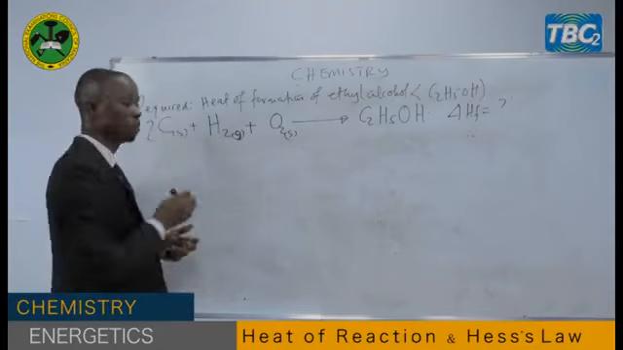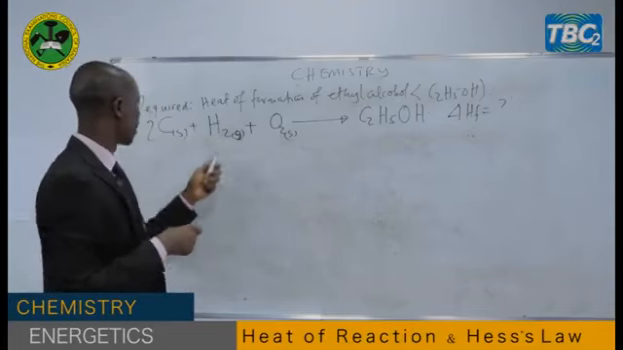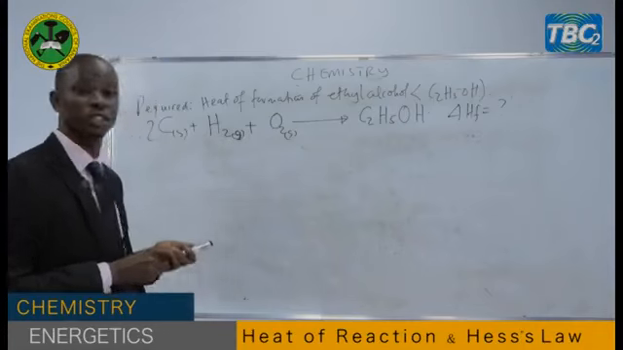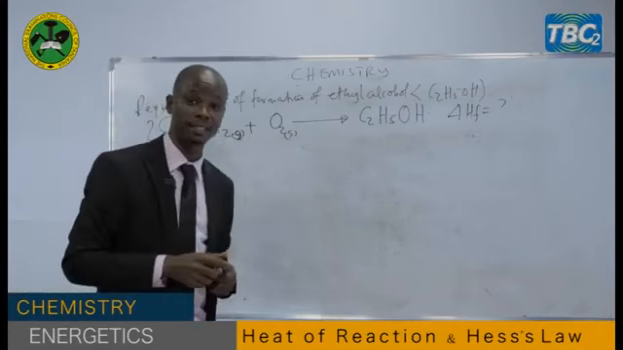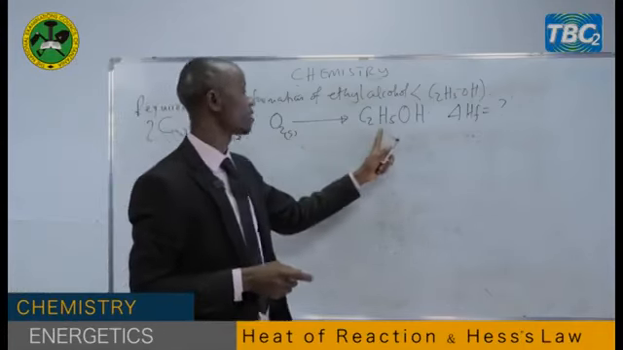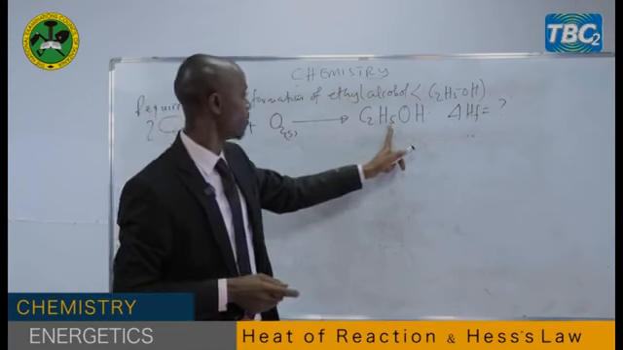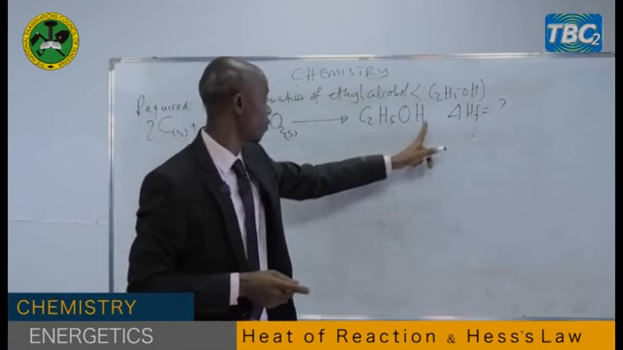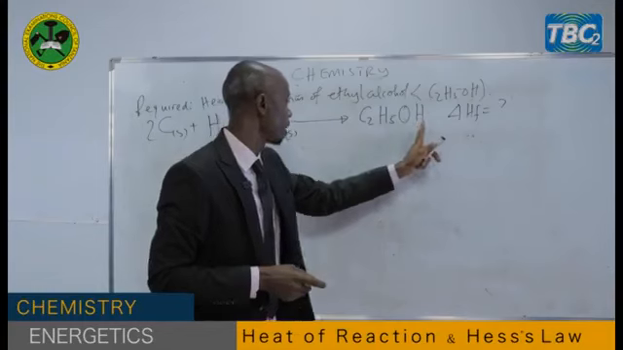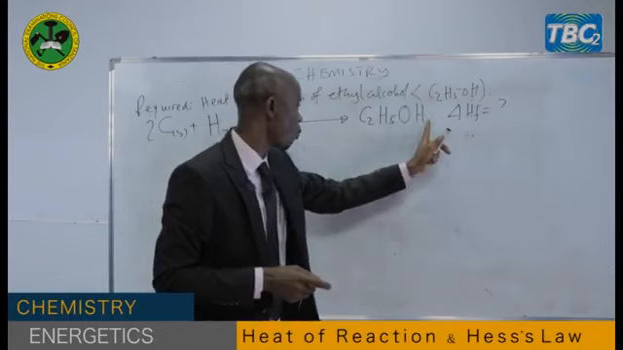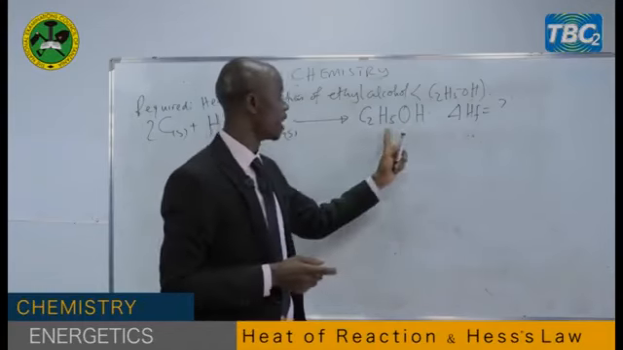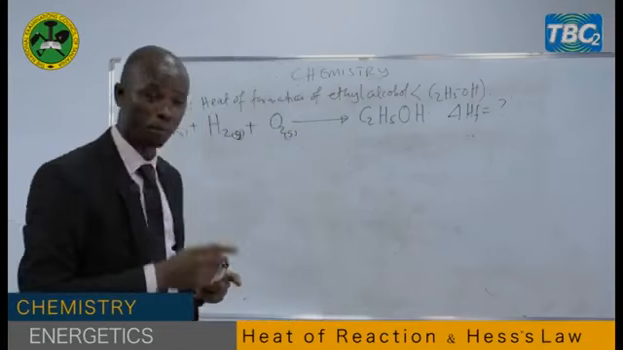So you just put here 2. We have 2 hydrogen atoms present on the reactant side. And on the product side, how many are there? We have 5 here and we have 1 here. So when you add 5 plus 1, you get 6. So we have 6 hydrogen atoms on the product side.